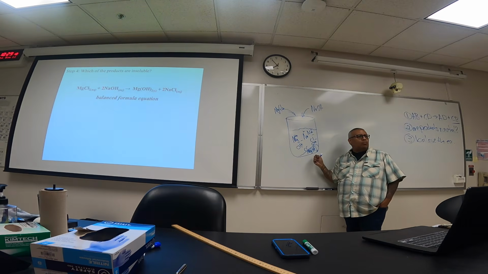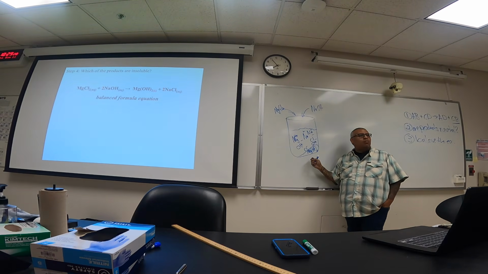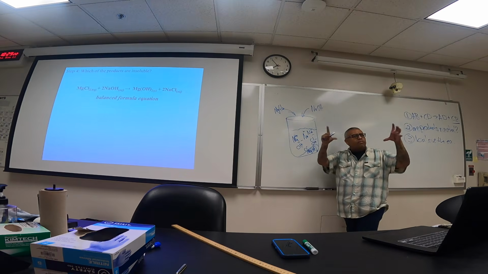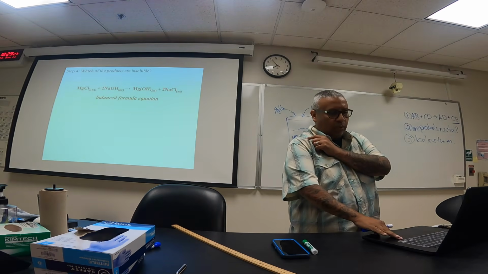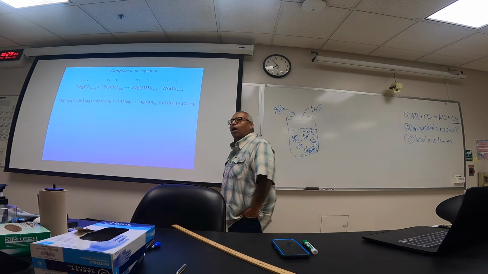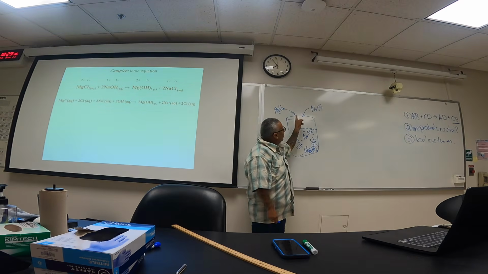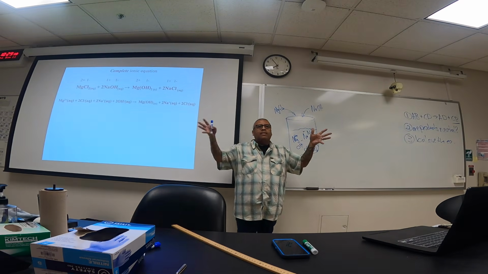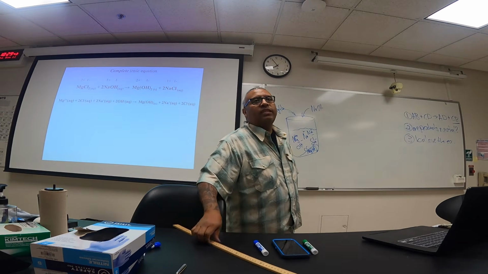We have to be able to represent this in a chemical equation. So we can't just draw pictures for everything, it'd be nice, but we actually have to be able to represent this in some chemical equation. So this is what we call a balanced formula equation. The next thing we're going to do is something we call a complete ionic equation. We're going to take all the reactants and separate them into ions just like this. And that's what we see down below over here.